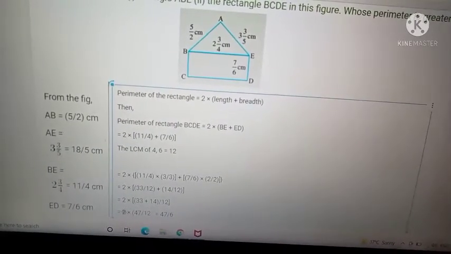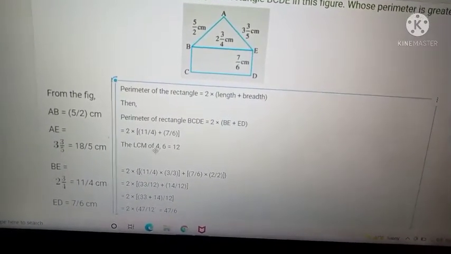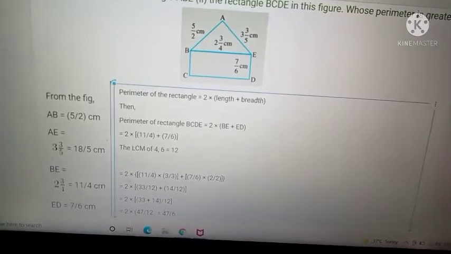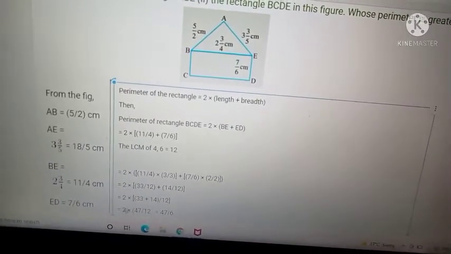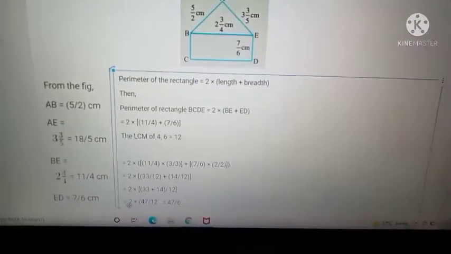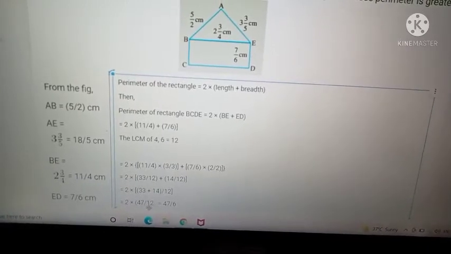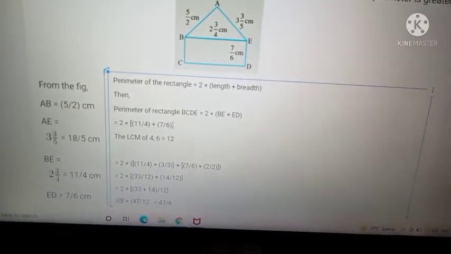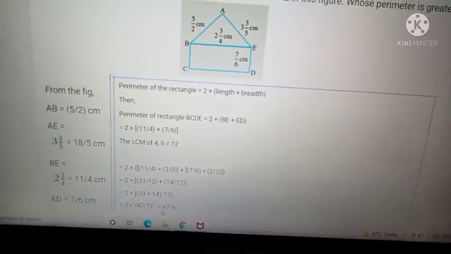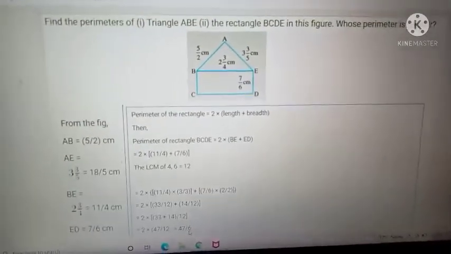2 is there. 2 into 47 by 12. This is 2 into L plus B. So we are going to simplify this. 2 into 47 by 12. Cancelling 2 and 12, we will get 47 by 6.